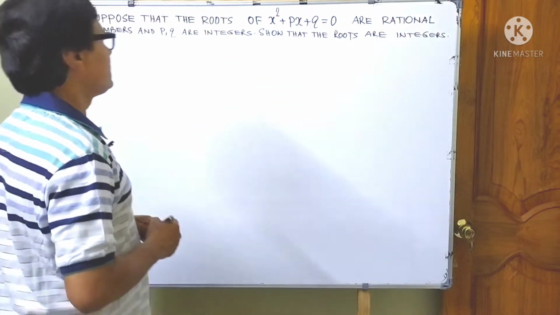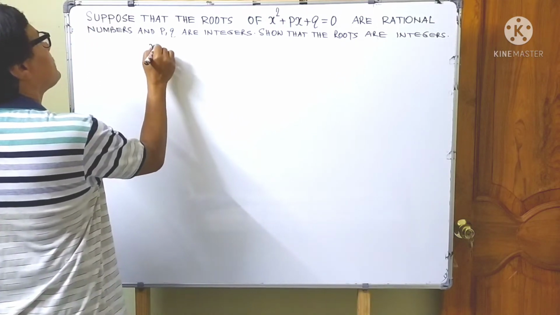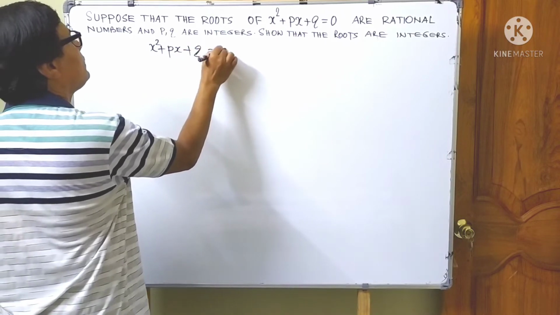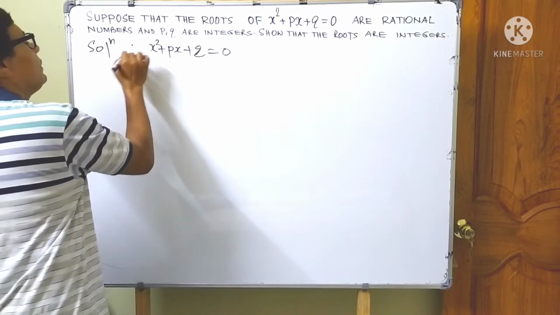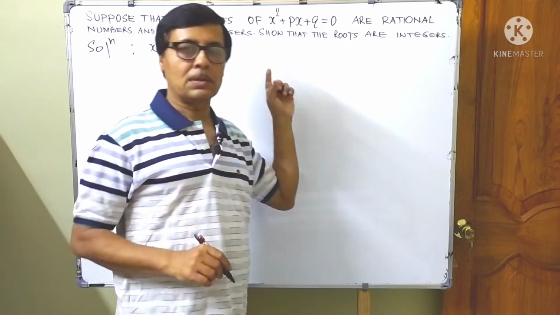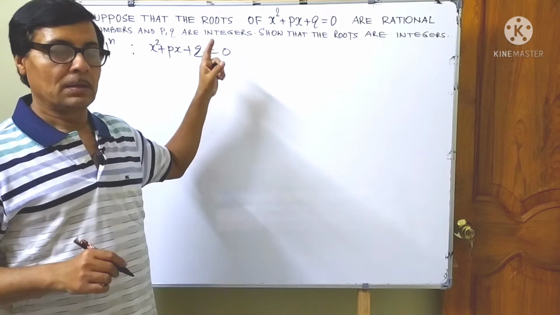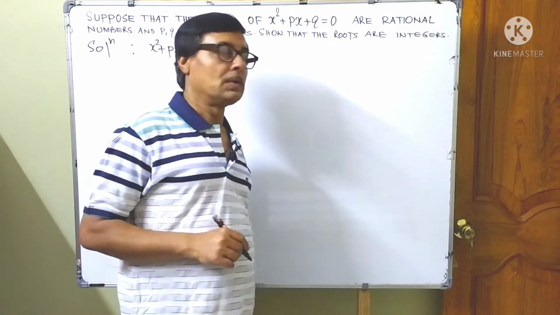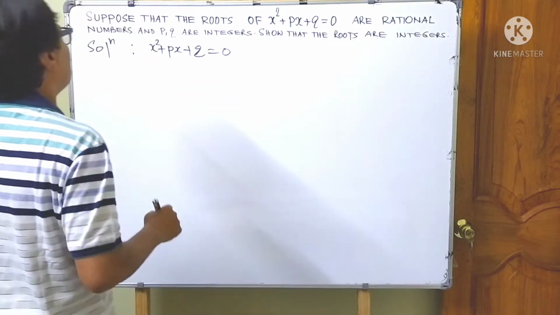Here the quadratic equation is this, x square plus px plus q equal to 0. Now we can apply the Sridhar-Charya rule to solve this quadratic equation, and we can get the primary solution of this equation.